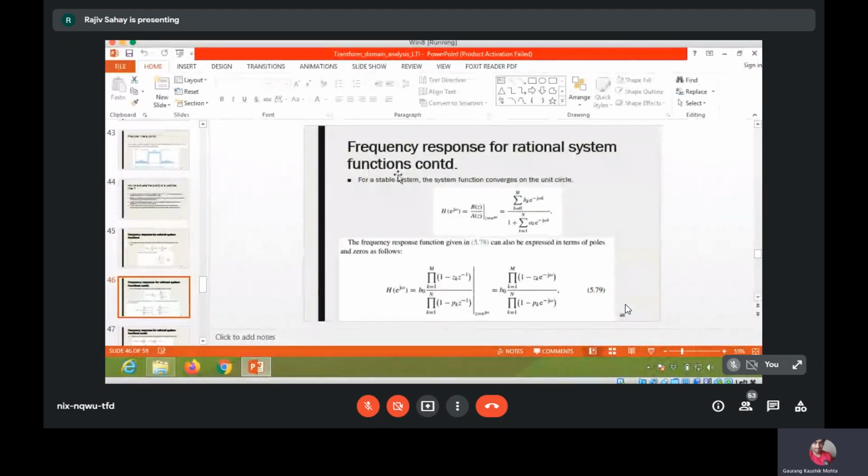Okay, can you see this slide? Let me put it full screen.